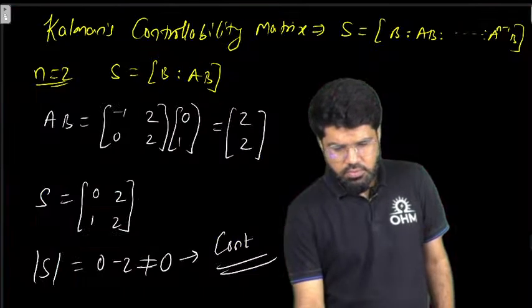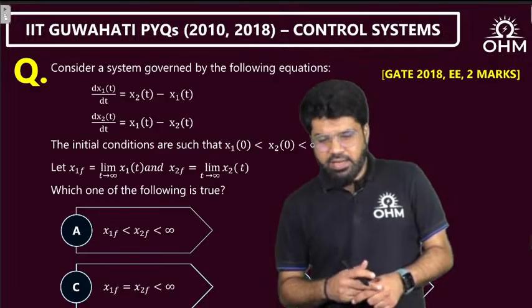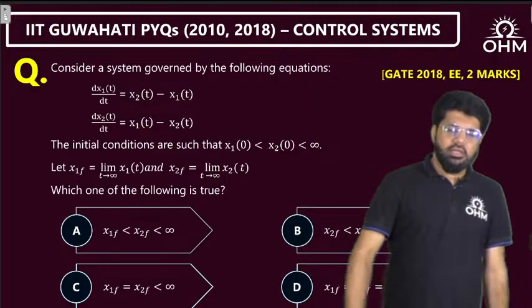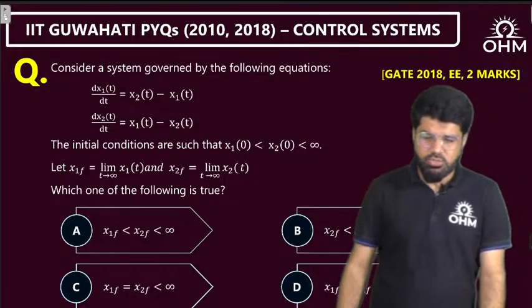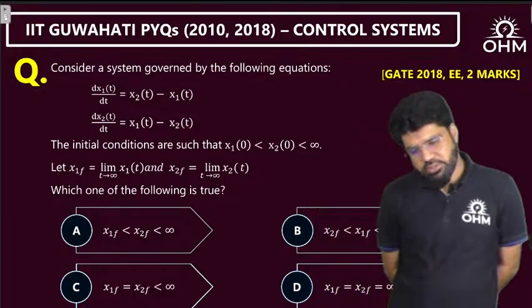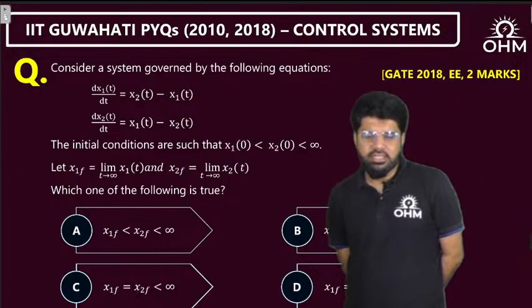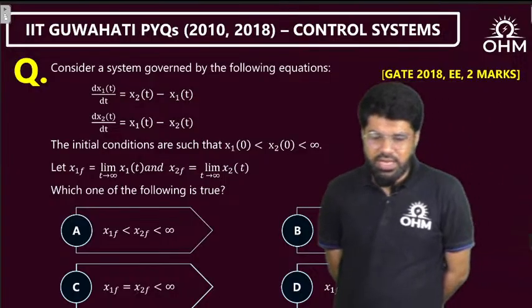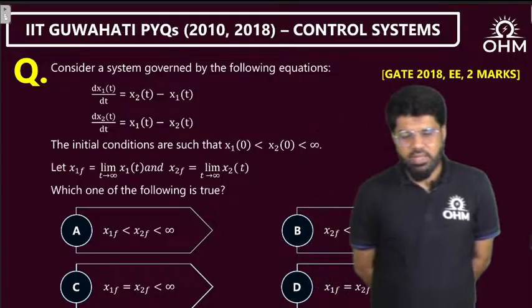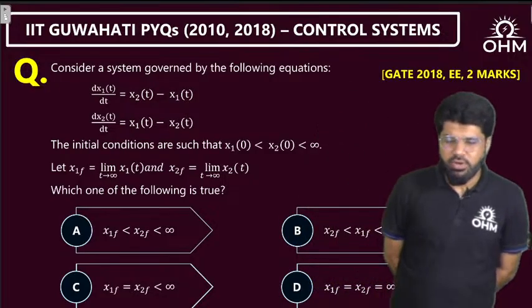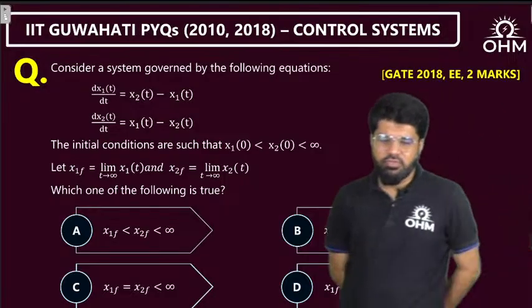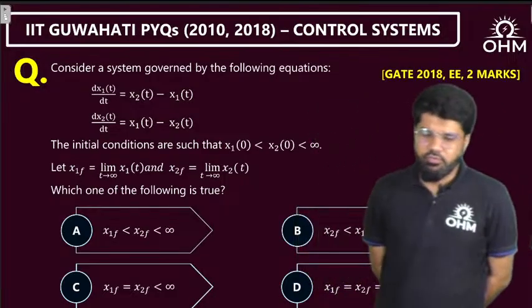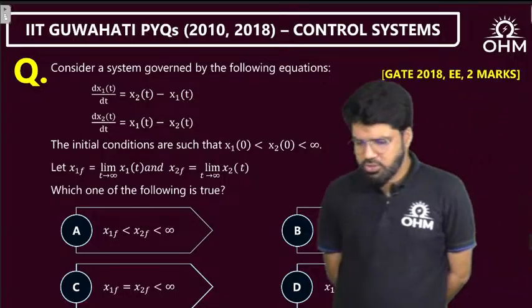GATE 2018, 2 marks. Consider a system governed by the following equations. d/dt of x1 is x2 minus x1. d/dt of x2 is x1 minus x2. The initial conditions are such that x1(0) is less than x2(0), which is less than infinity. Let x1f be the limit as t tends to infinity of x1(t), and x2f the limit as t tends to infinity of x2(t), that is, the final values of x1 and x2. Which of the following is true?